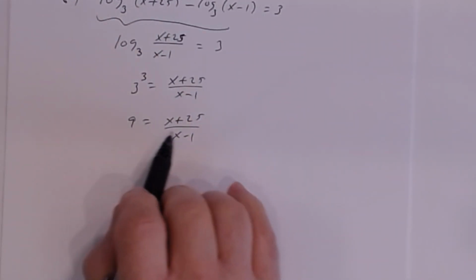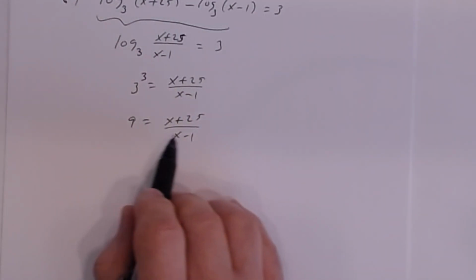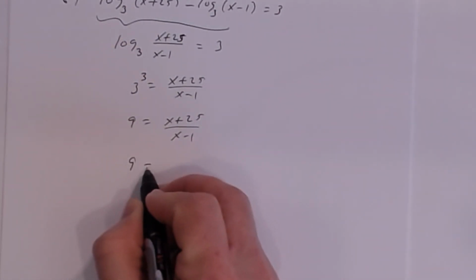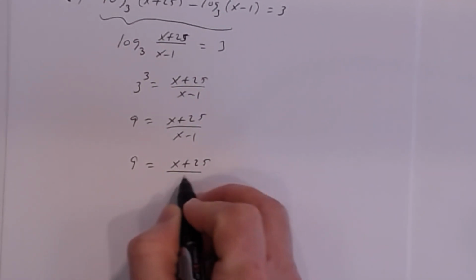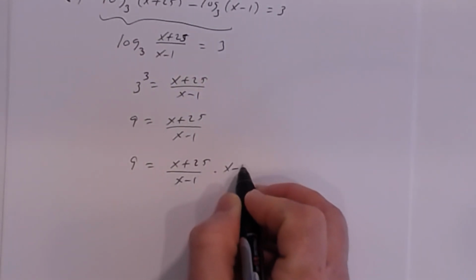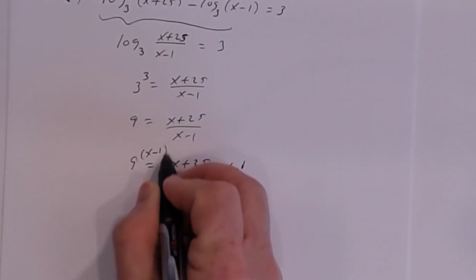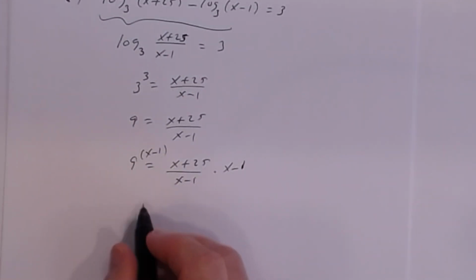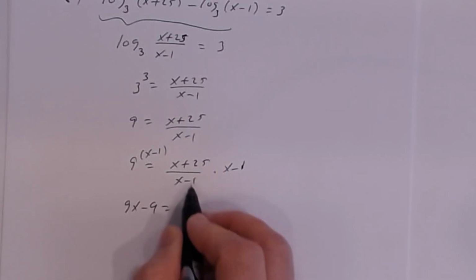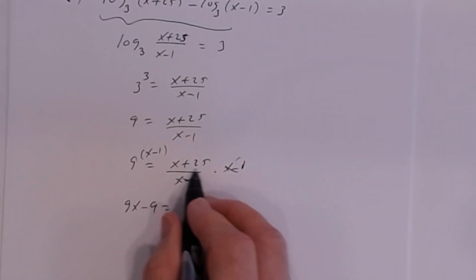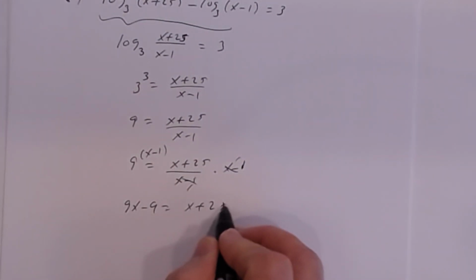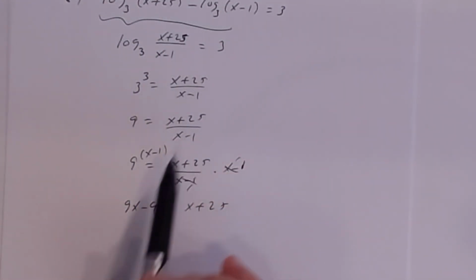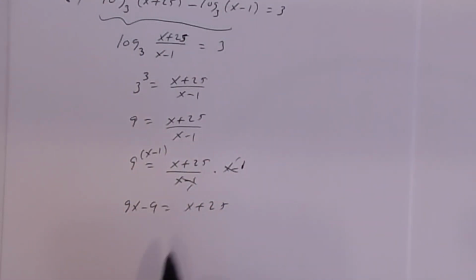Okay, so now we have this rational equation. So let's go ahead and multiply both sides by the LCD, which is going to be x minus 1. Let me go ahead and rewrite this. I'm going to multiply both sides by x minus 1. Now if I distribute here, I get 9x minus 9 equal, these divide out, and you get x plus 25. So notice I went from a log equation to a rational equation to a linear equation.